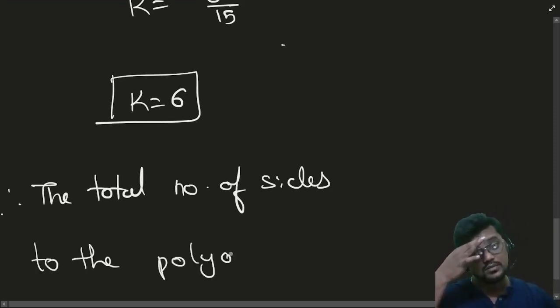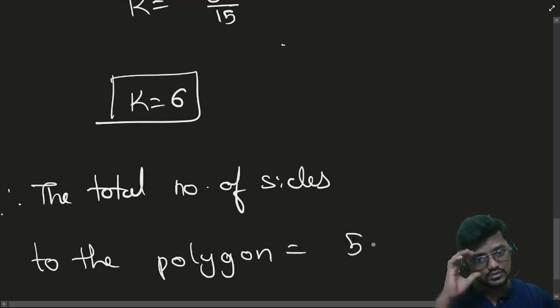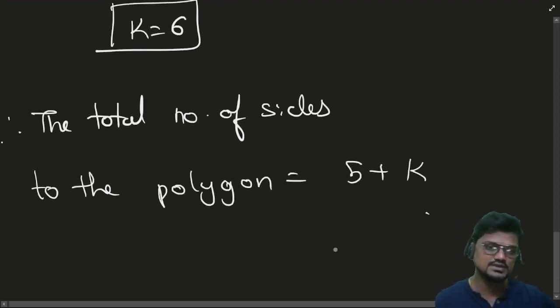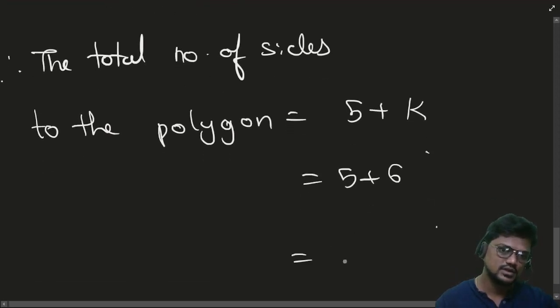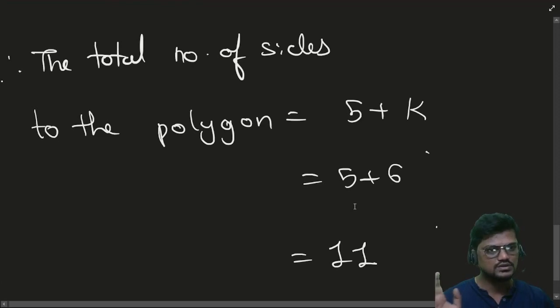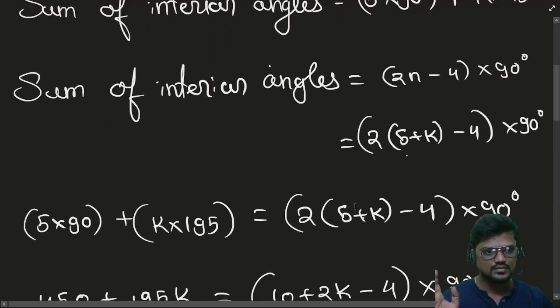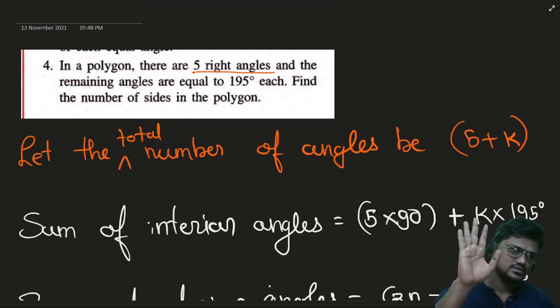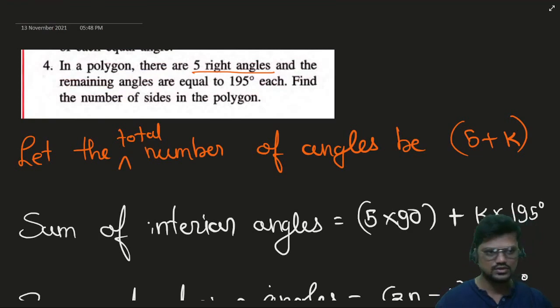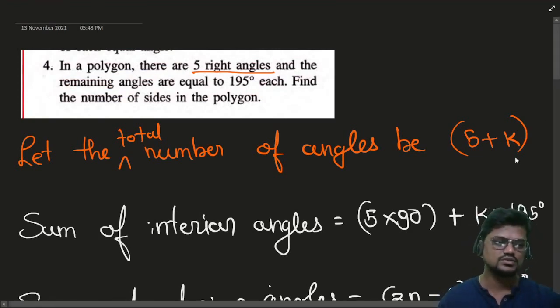The number of sides of the polygon is how much? 5 plus k, no? The value of k is 6. So the answer is 11, which means the polygon has 11 sides. Understood this? How many of you are clear on everything? Yes, sir, everything is clear. Please raise your hands. Okay, fine. The next question.